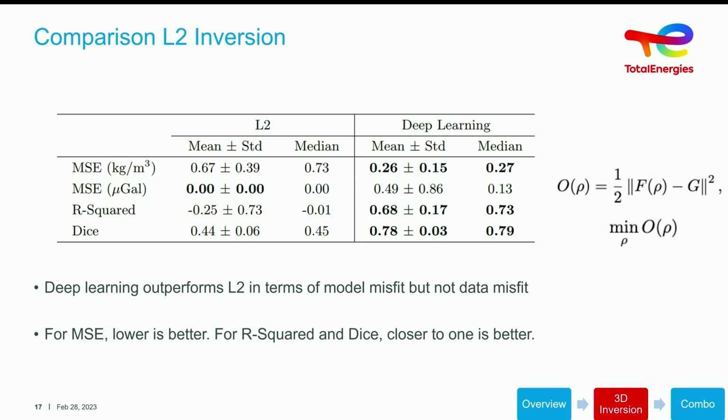So one of the original questions we asked was, how does this compare to L2 inversion? And here we can have a comparison where we run L2 inversion on the same 50 independent test points versus, again, the same test points we're running for our deep learning model.